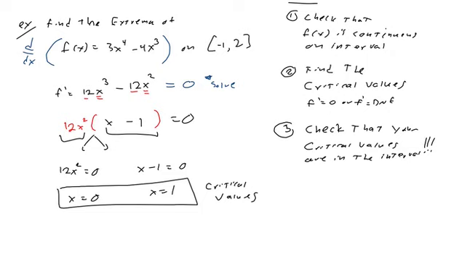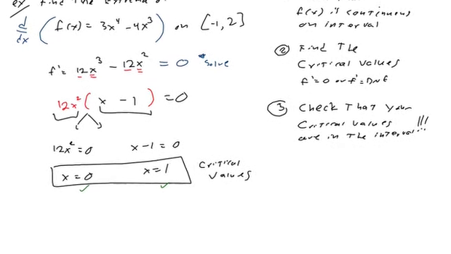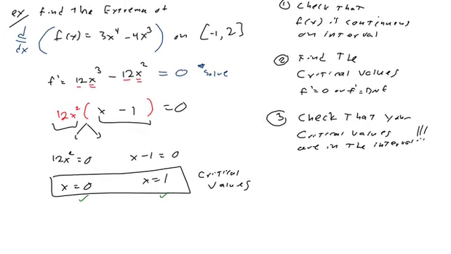Check, check, both between -1 and 2. So we're good with that. We found our critical values. We found our potential maxes and mins, right? One of these is maybe a max, one is a min, or maybe both are mins.